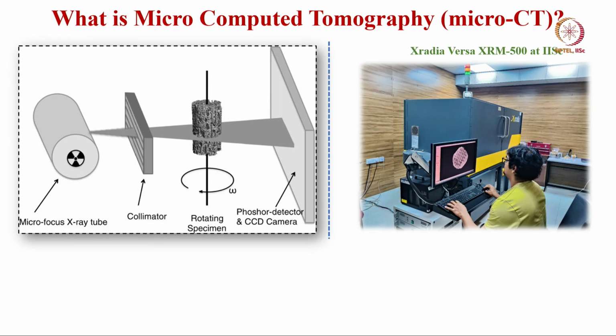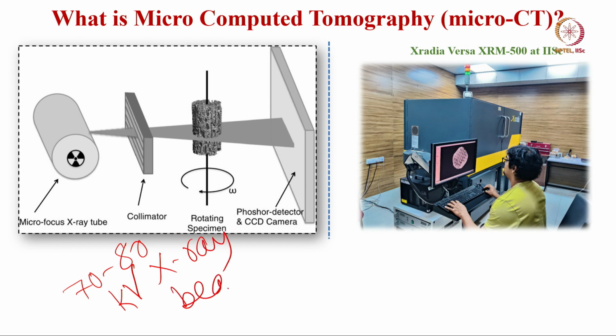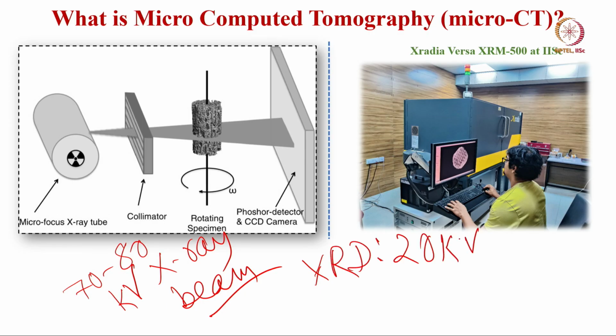So, this is the gel, and then once we start the microcomputer tomography, again I would like to reiterate here that microcomputer tomography uses a 70 to 80 kilovolt X-ray beam. This is a high energy beam, and why I am saying 70 to 80, because it is much larger than X-ray diffraction. X-ray diffraction people use typically 20 kilovolt X-ray beam.